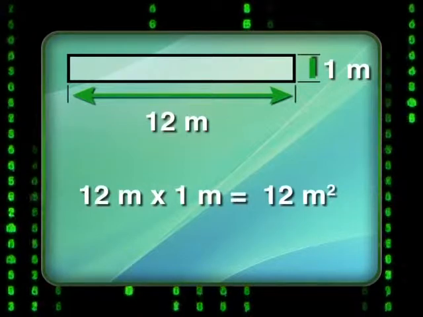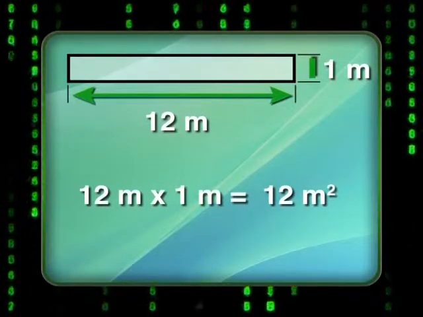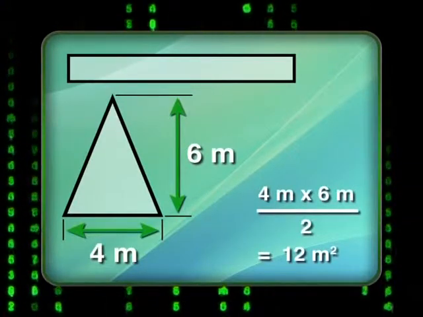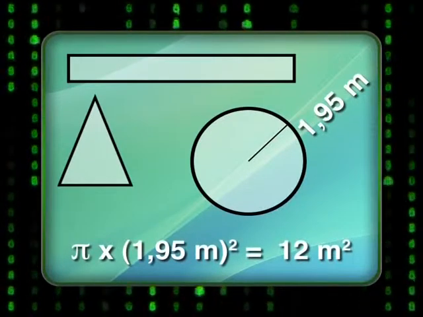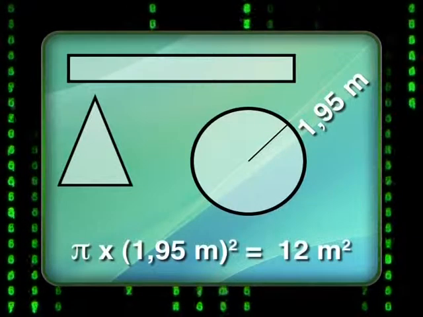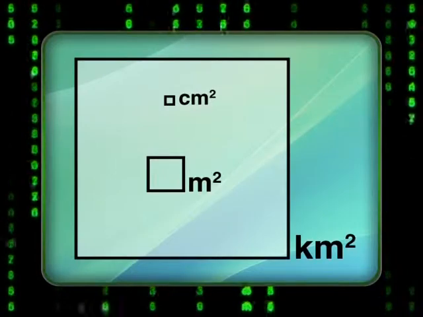A 12 meter by 1 meter rectangle is 12 square meters. So is a triangle with a base of 4 meters and height of 6 meters. So is a circle with a radius of 1.95 meters. If you know the formula for calculating the area, your answer will always be in a square unit of measurement, like square meters, square centimeters, or square kilometers.